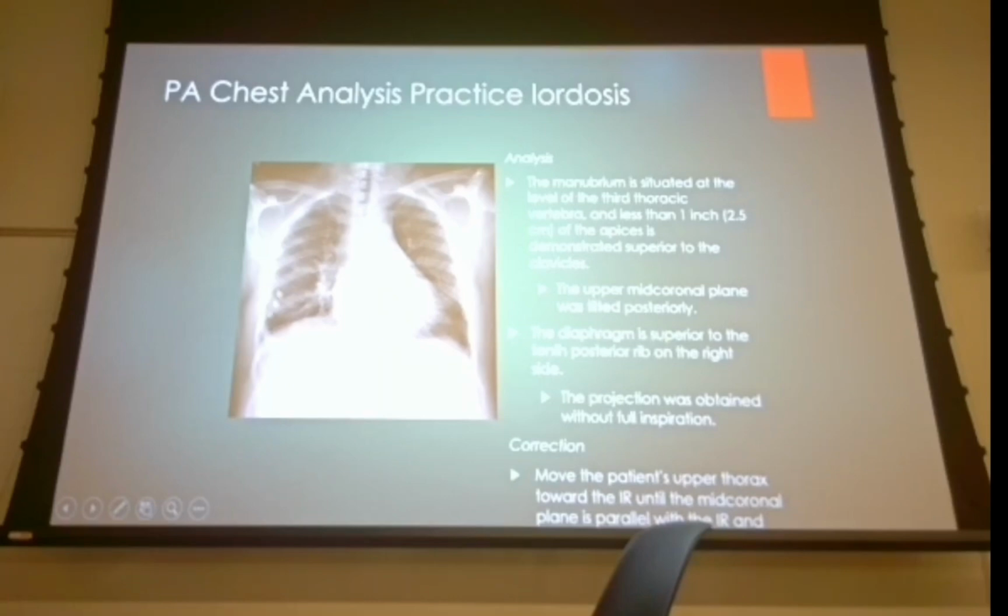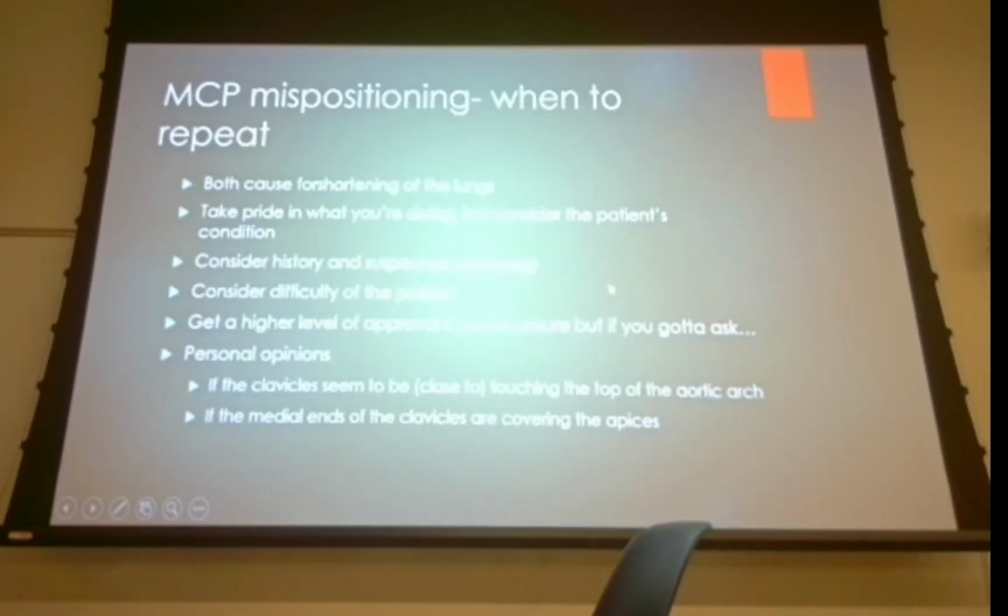You also kind of get that difference in appearance in the ribs. Ribs appear flatter. So the problem with both of them is they cause foreshortening of the lungs. Learn from the mistakes you make and try not to repeat them.